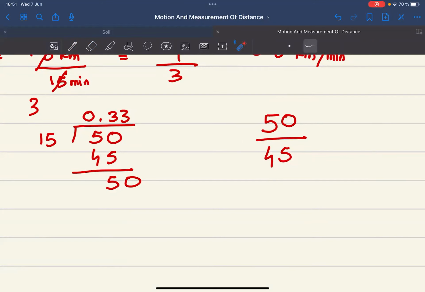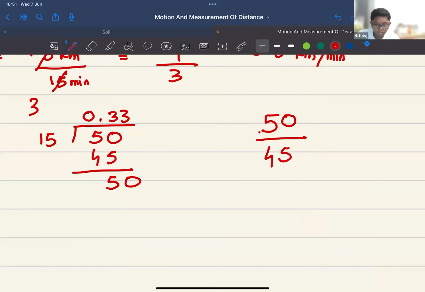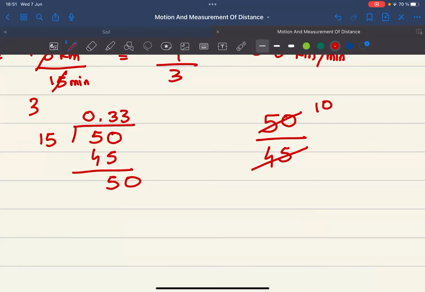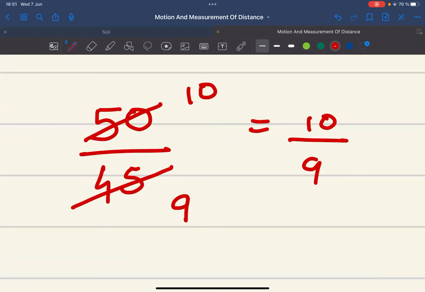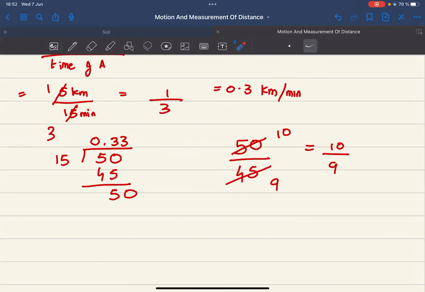5. Right, so 5 what's the 50? 5 tens are 50. 5 what's the 45? 9. 9's are 45, which is equals to 10 by 9. Now, is there any table that is divisible for both of the numbers? 10 and 9? Is there any number? No. No. When you come to this point, then you will do this method.